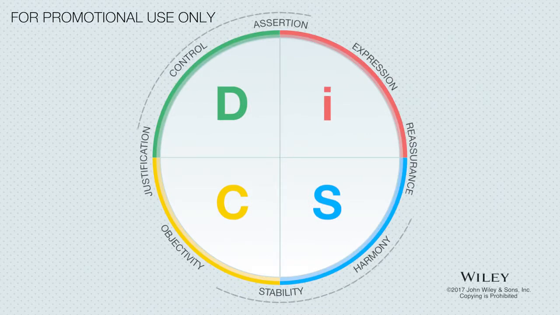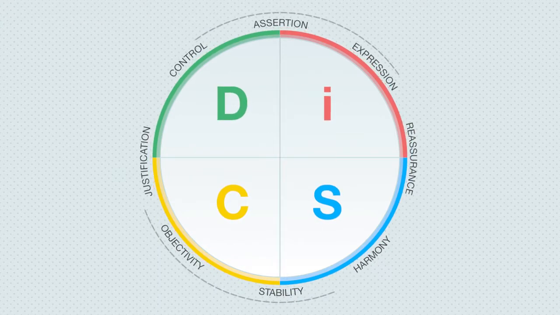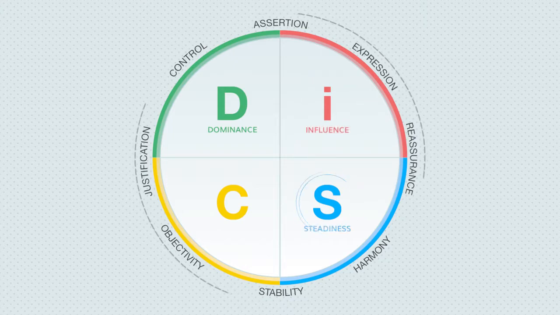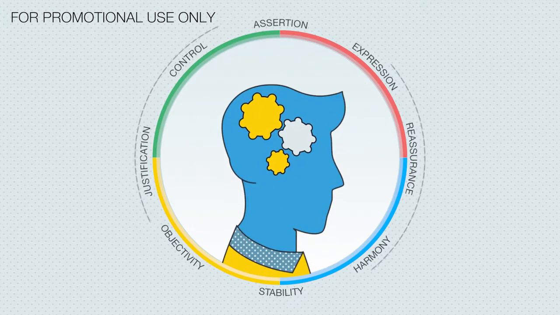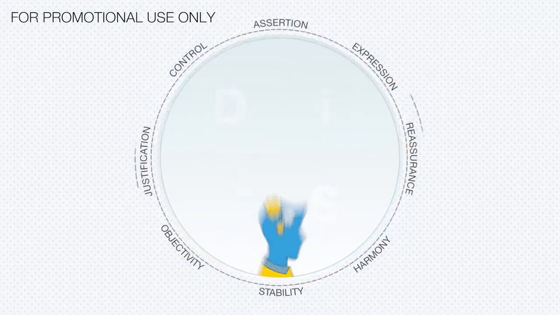This is DISC, a simple tool to help you understand yourself and others. It describes 4 basic styles: D, dominance; I, influence; S, steadiness; and C, conscientiousness. Each of these styles experiences and processes conflict differently.